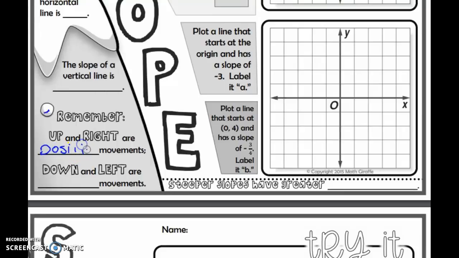So when we say we're moving up, it's a positive. When we say we're moving right, it's a positive. So as you can imagine, if I'm going down or if I'm moving to the left, those are negative movements.